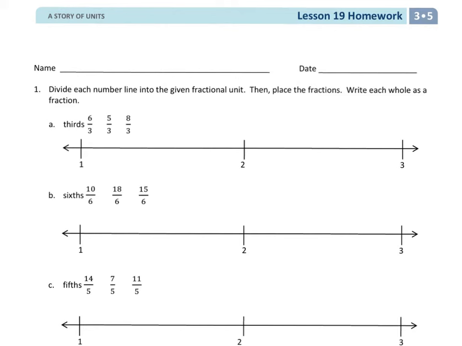Hello everyone, this is Grade 3, Module 5, Lesson 19, Homework. The directions state, divide each number line into the given fractional unit, then place the fractions. Write each whole number as a fraction.